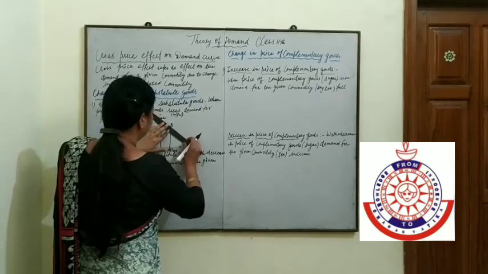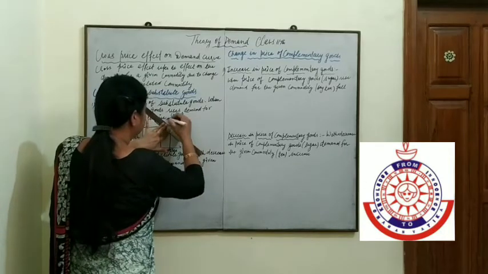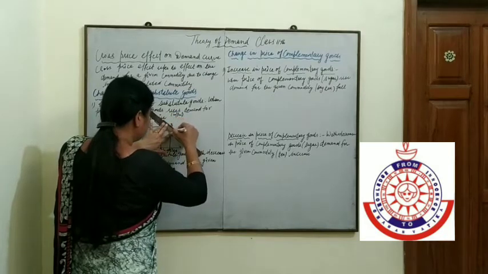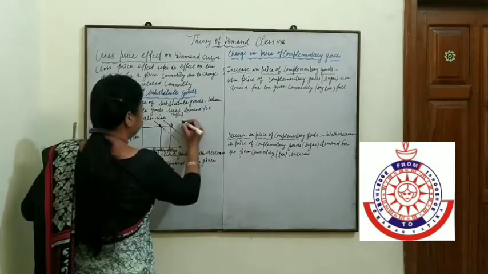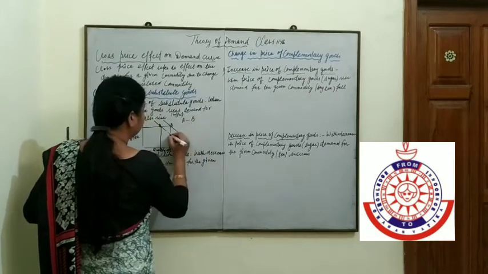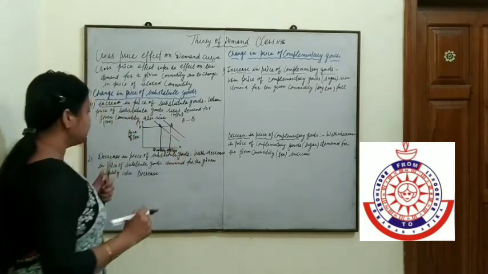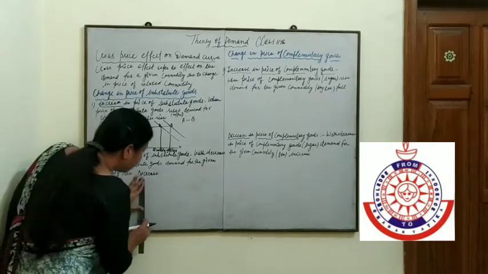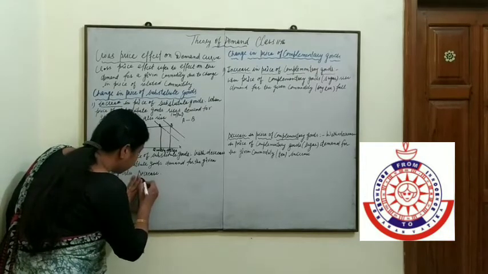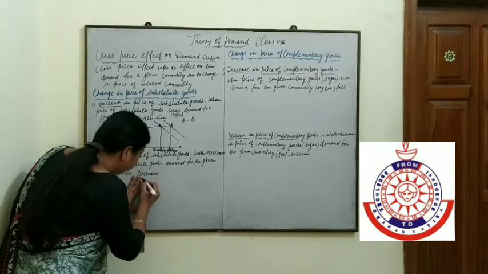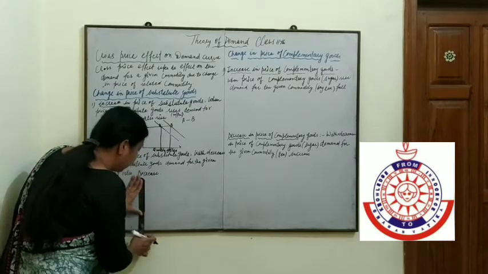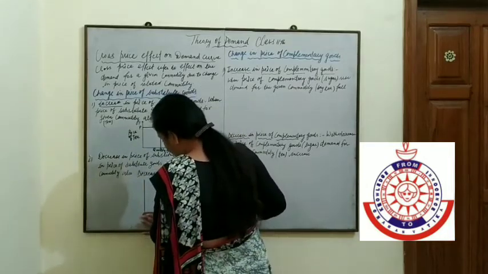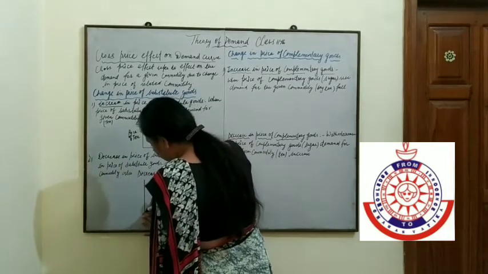So we shift rightward from A to B if the price of coffee is increased. Same as for a decrease in the price of substitute goods: if the price of coffee is decreased, what will be the effect on tea? We will demand less of tea due to the fall in the price of the substitute good.